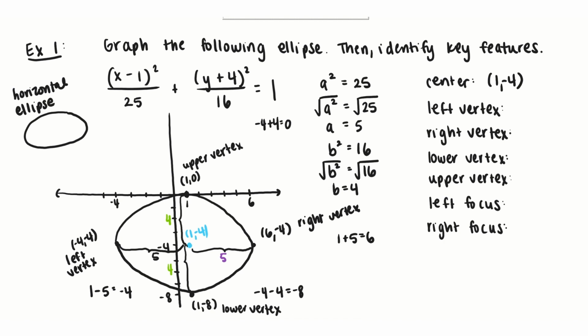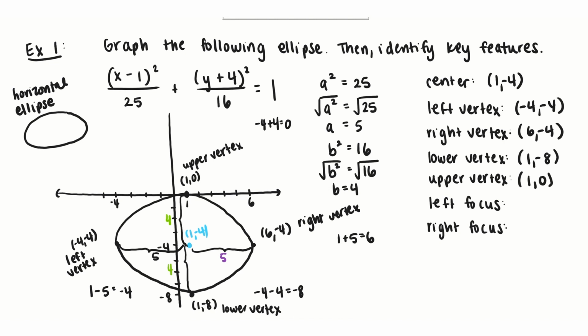All right, and now I can just go ahead and fill in all of these here. So my left vertex was -4, -4. And that was because I subtracted 5 from the x value of my center. And then if I added 5, I got 6, -4. For my lower vertex, I went ahead and I subtracted the b value, which was 4. So when I subtracted 4, I got 1, -8. And then to find the upper vertex, I just added 4 to the y value of the center. So that gave me 1, 0.